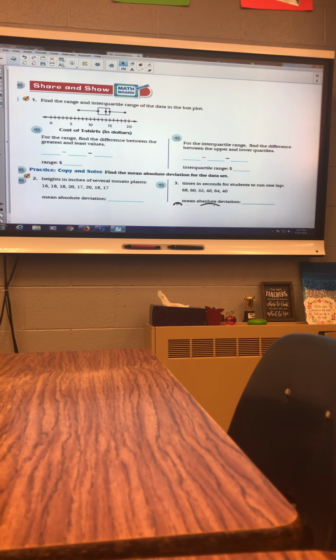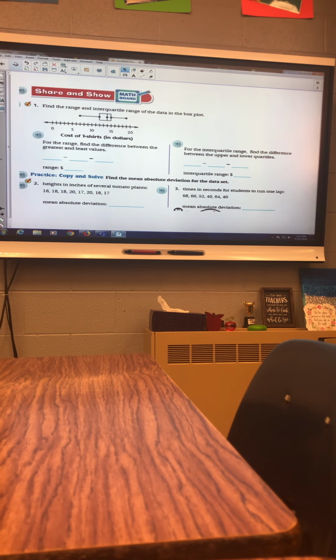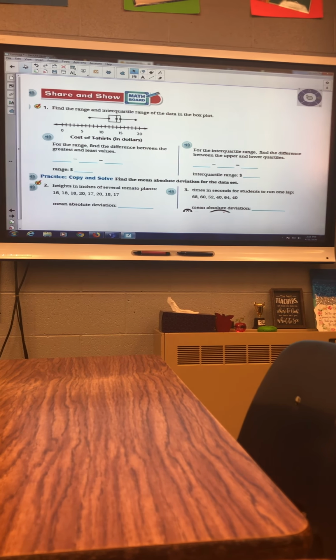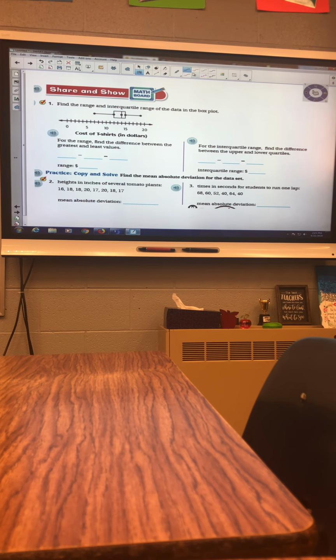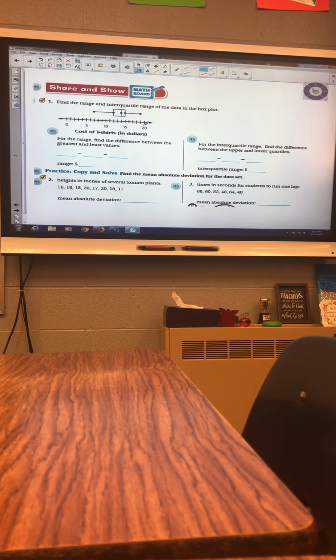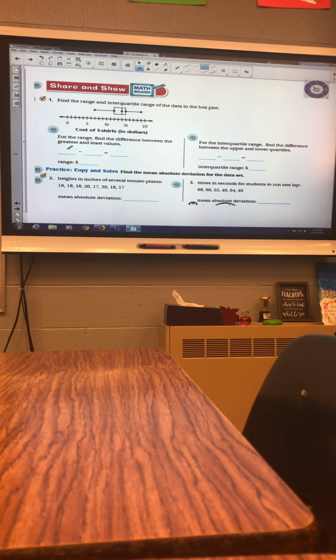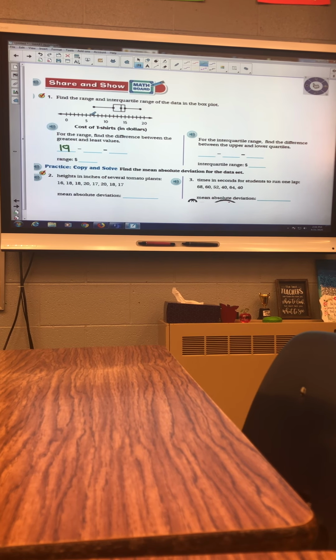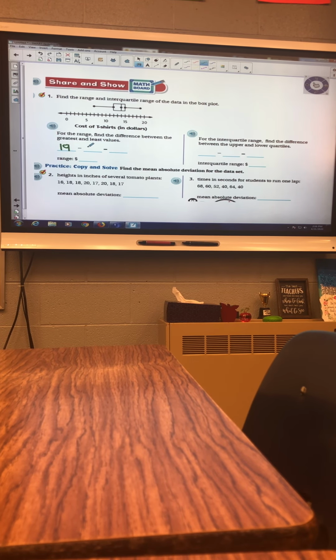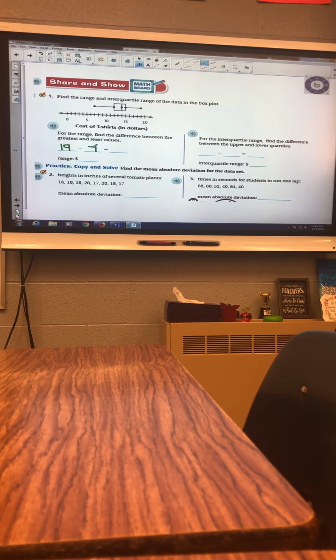Number 1, find the range and interquartile range of the data in the box plot. Okay, so the range is the biggest minus the smallest. It looks like your greatest value there is 19. And then your least value, it looks like is 7. So your range is going to be 12.